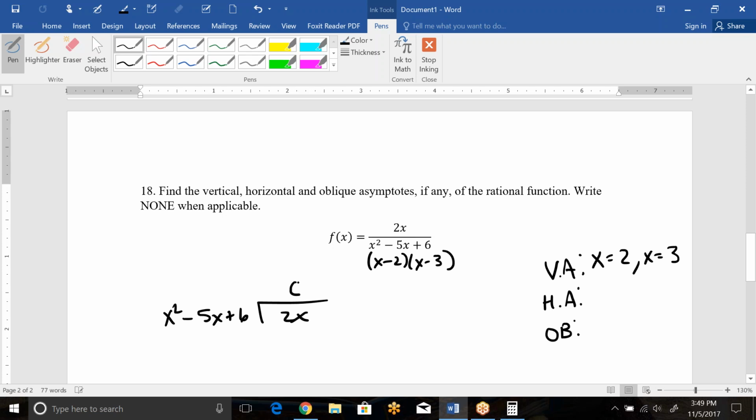But when you go to do the long division to test if it's horizontal or oblique, this does not go into this at all because this is a bigger power. So that means it's horizontal since you get no x's on top when you divide. So it's y equals 0. And this would be none.